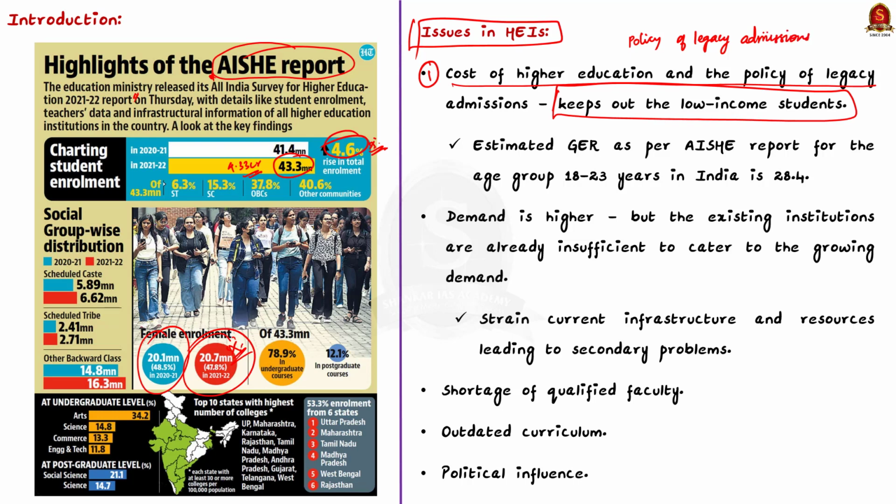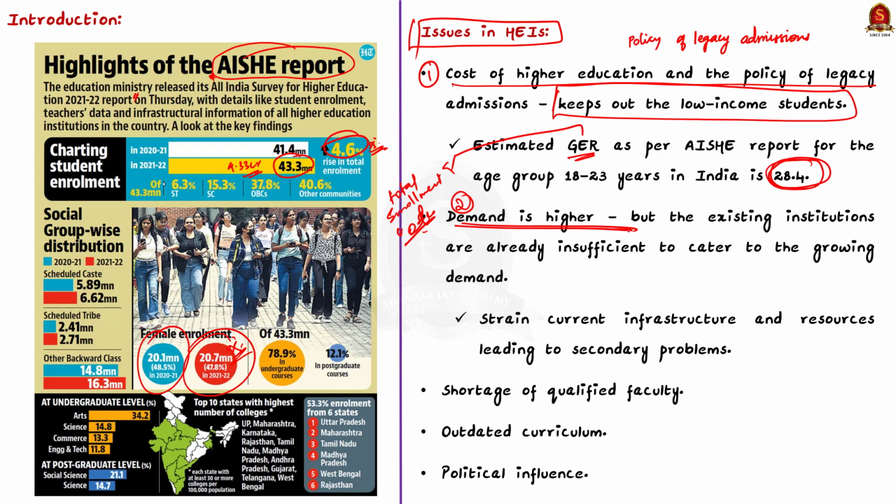For example, the estimated GER as per the AISHE report for the age group 18 to 23 is 28.4. Here, GER is a metric that measures the total enrollment in education as a percentage of the eligible school-aged population. So, if GER is 28.4, it means out of 100 children aged 18 to 23, only 28 go for higher education. Secondly, the demand for higher education is experiencing a tremendous surge driven by various factors.